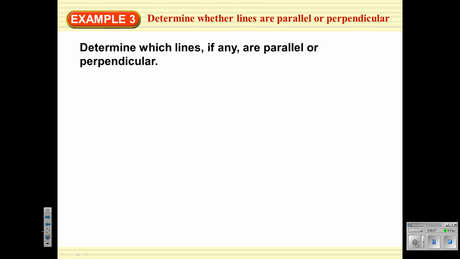Example 3, the last example of the video. Determine which lines, if any, are parallel or perpendicular. All we're going to be doing is comparing slope. So let's look at line A. Line A is y = 5x - 3. It's in slope-intercept. Our slope is 5. You guys agree with that? I hope you do.